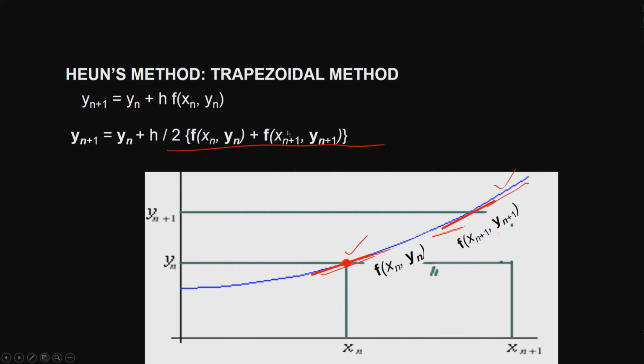So, this is the first approximation for yn plus 1, and then you substitute in your equation and then you take the average. Okay, so that method gives you a better answer.